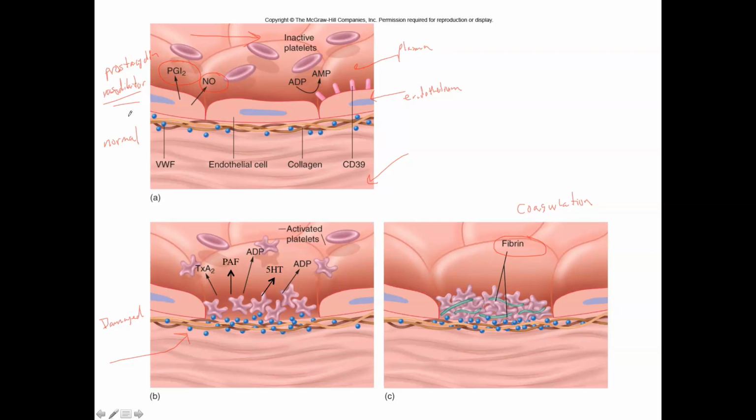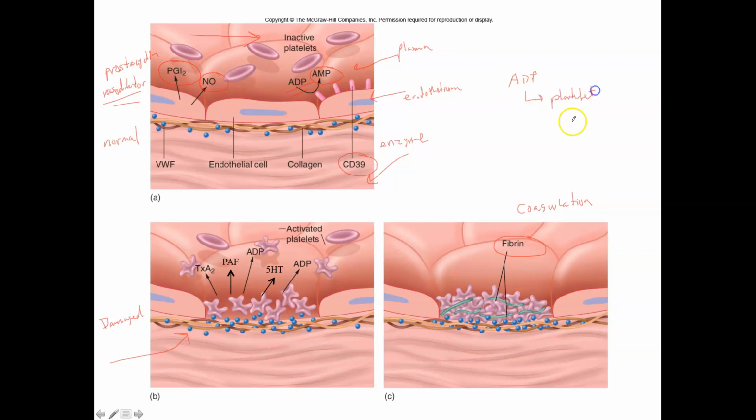flow through freely. Another thing that you see in a normal vessel is you have enzymes that are embedded in the plasma membrane of the endothelial cells. These enzymes are referred to as CD39 enzymes. So this is an enzyme. And the CD39 enzymes are important to break down adenosine diphosphate, so break down ADP into adenosine monophosphate. That's important because ADP is actually a platelet aggregator.